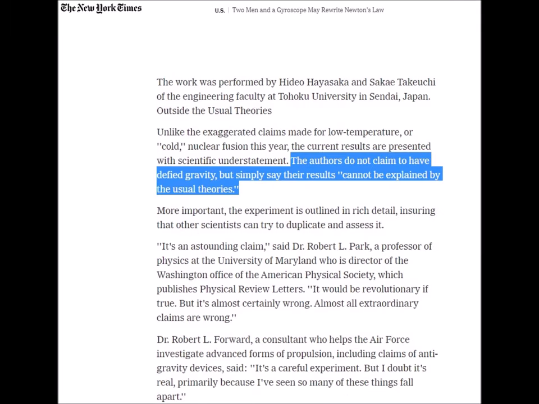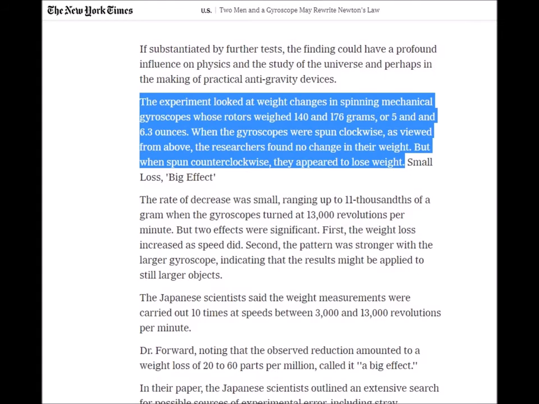But in order to not just be casually rebuffed by the scientific community, they wisely claimed to not have defied gravity, but simply said that their results could not be explained by the usual theories. The experiment looked at weight changes in spinning mechanical gyroscopes whose rotors weighed 140 and 176 grams, or 5 and 6.3 ounces. When the two gyroscopes were spun clockwise, as viewed from above, the researchers found no change in their weight. But when spun counterclockwise, they appeared to lose weight.